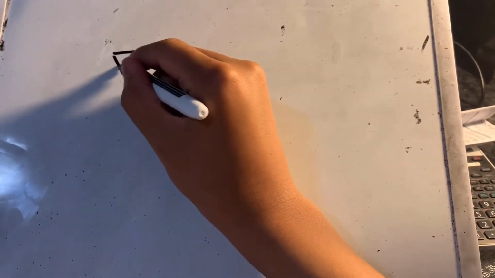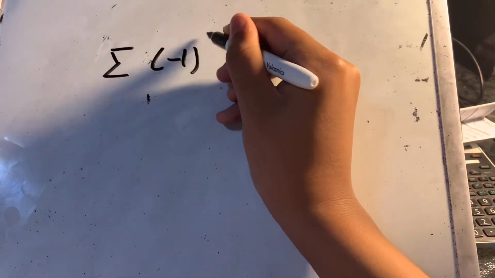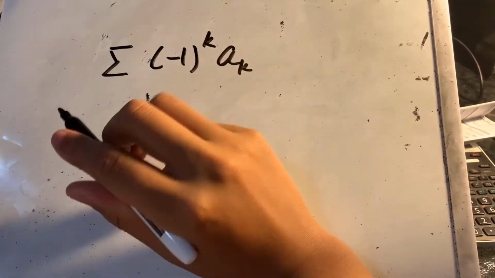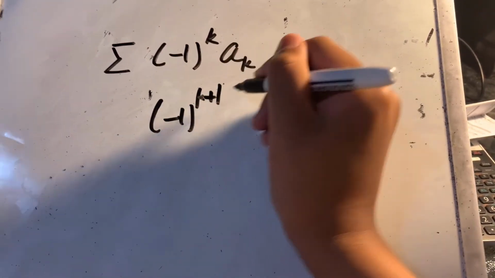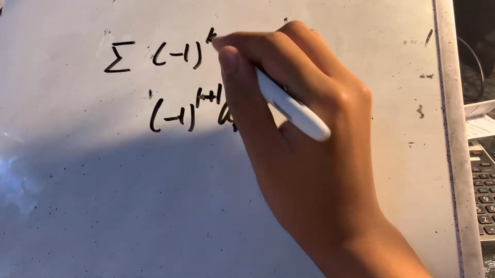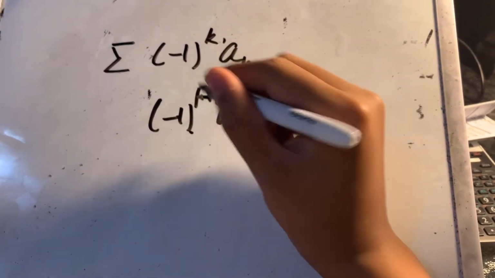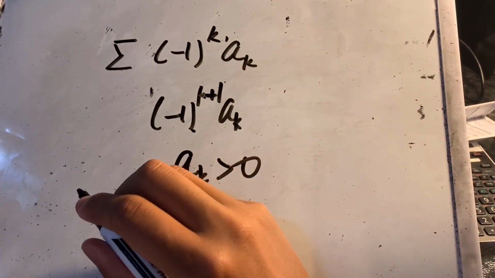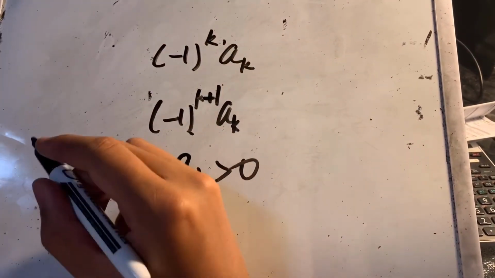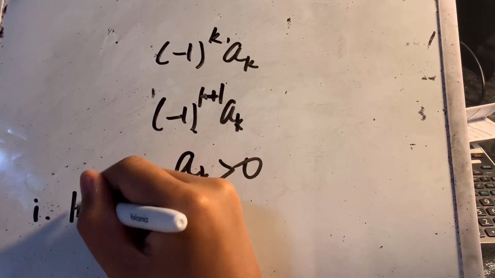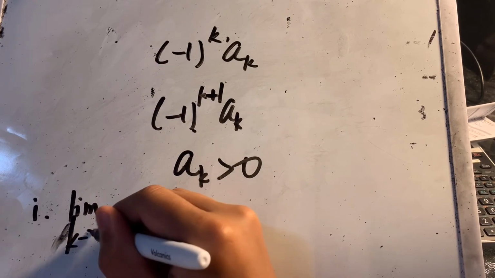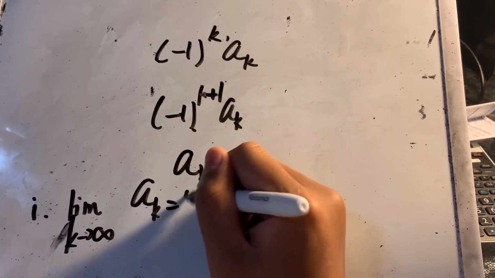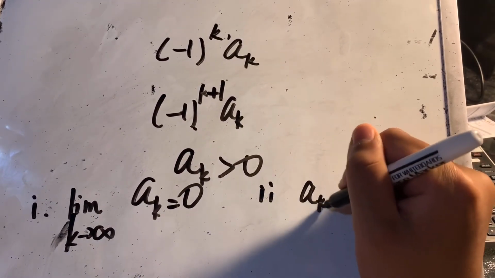Okay. So let's talk about the alternating series. What is an alternating series? An alternating series is a series like this, which is the one that you should hate the most, right? Like this or this, and AK is larger than 0. If it fulfills two conditions, then it will converge. First is this, the limit as k goes to infinity of AK. This is the first requirement. The second requirement is this.